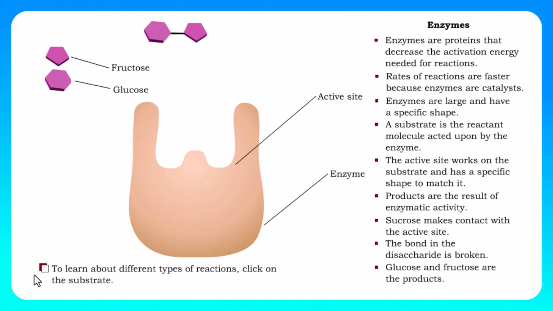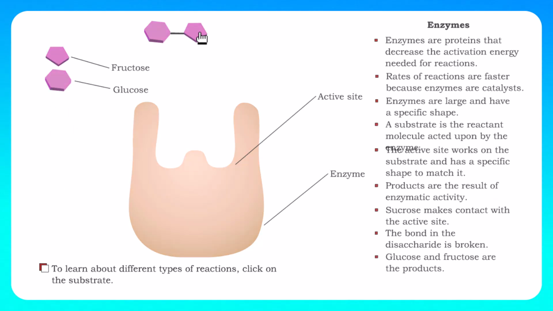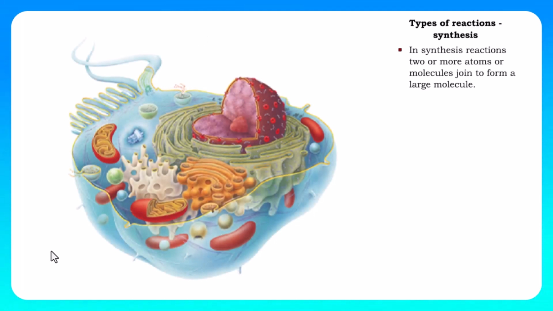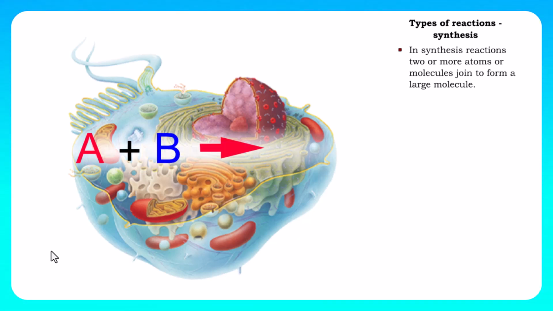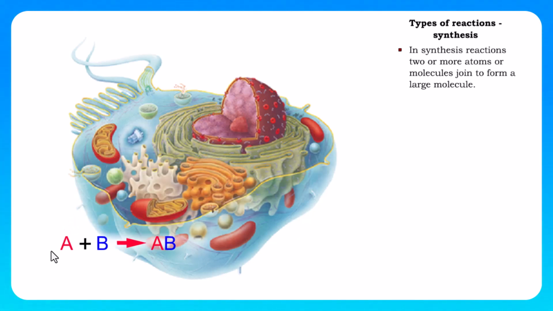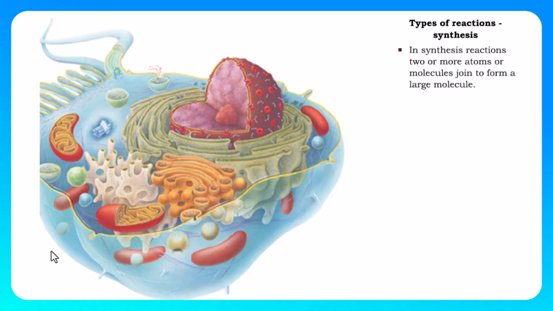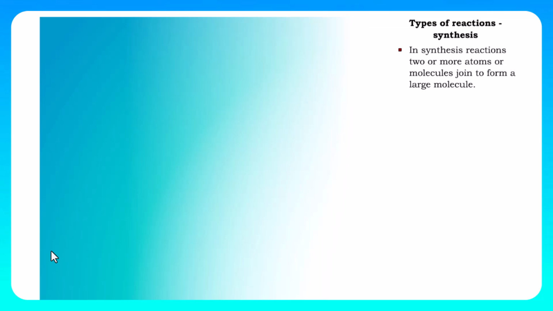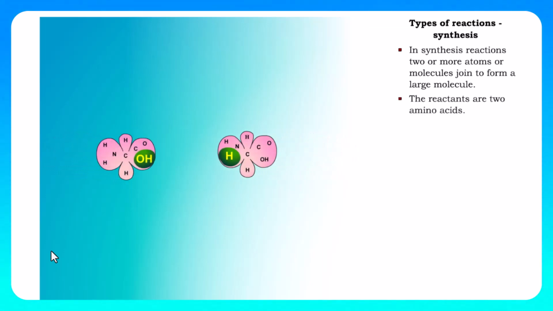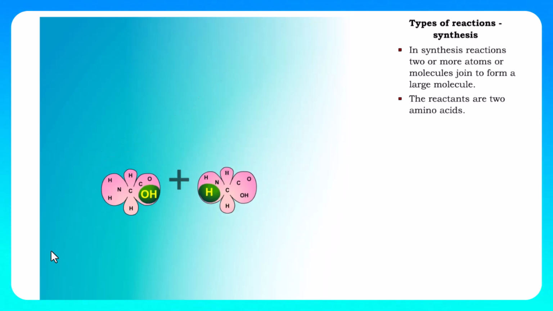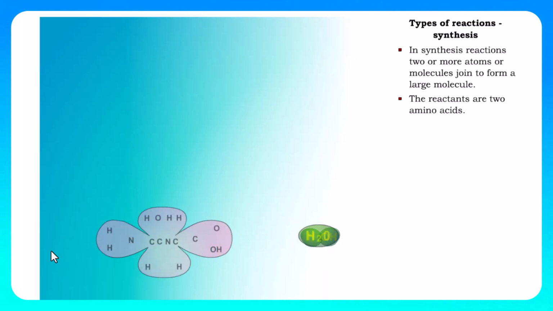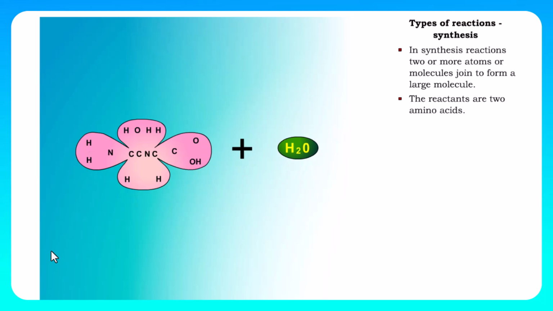Now let's learn about different types of reactions. A synthesis reaction occurs when two or more atoms or molecules join together to form a larger molecule. For example, two amino acids will join to form a dipeptide. This is called a dehydration synthesis because water is removed from the reactants in this reaction.